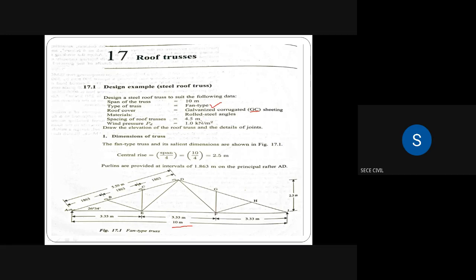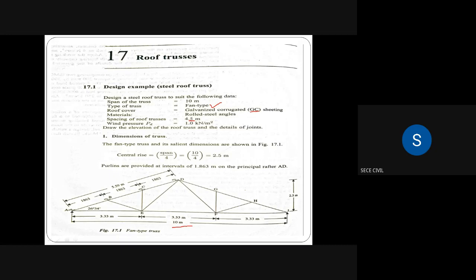Spacing of the roof truss is 4.5 meter. That is the bay. Bay length is 4.5 meter. Wind pressure is 1 kilonewton per meter square. Draw the elevation of the roof truss and details of the joint. They are asked to design the steel roof truss, and they are also asking us to draw the elevation.